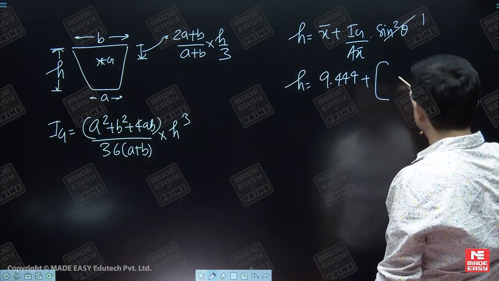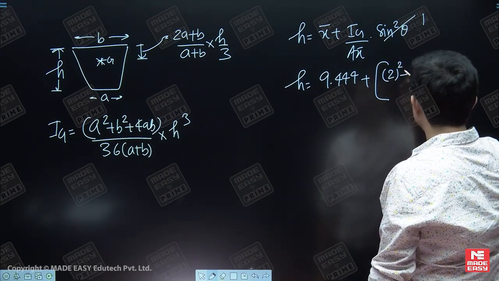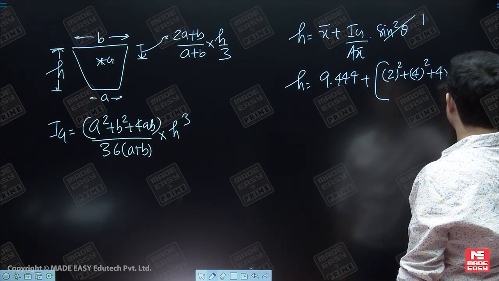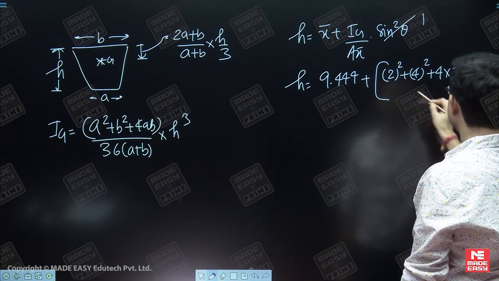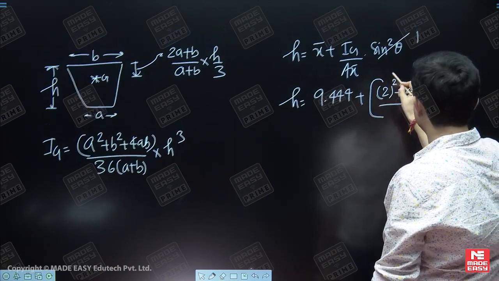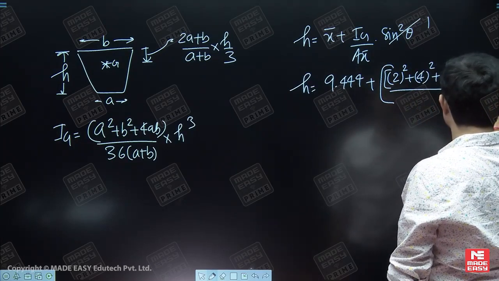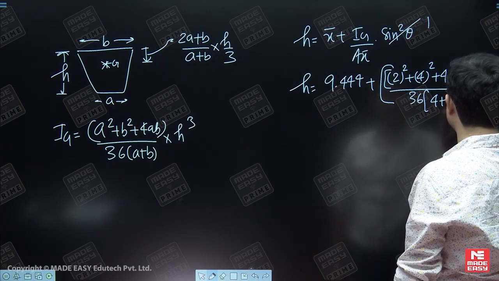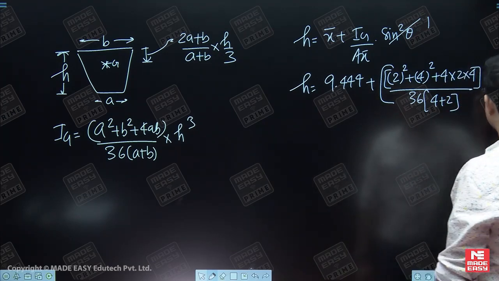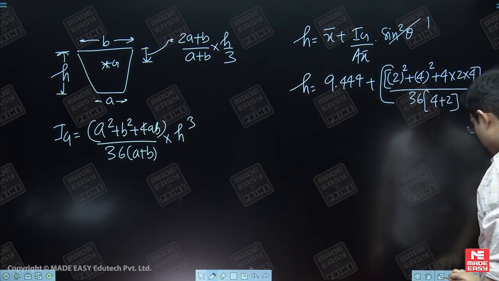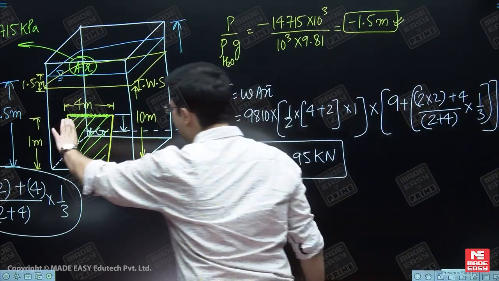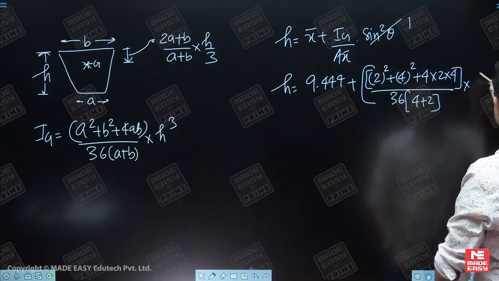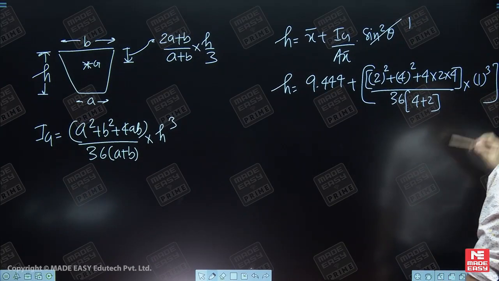So this is going to be (2 square plus 4 square plus 4 cross 2 cross 4) divided by 36 into (a plus b, that is 4 plus 2), multiplied by h cube. How much is the height of the trapezium? It is 1 meter. So this is 1 cube.